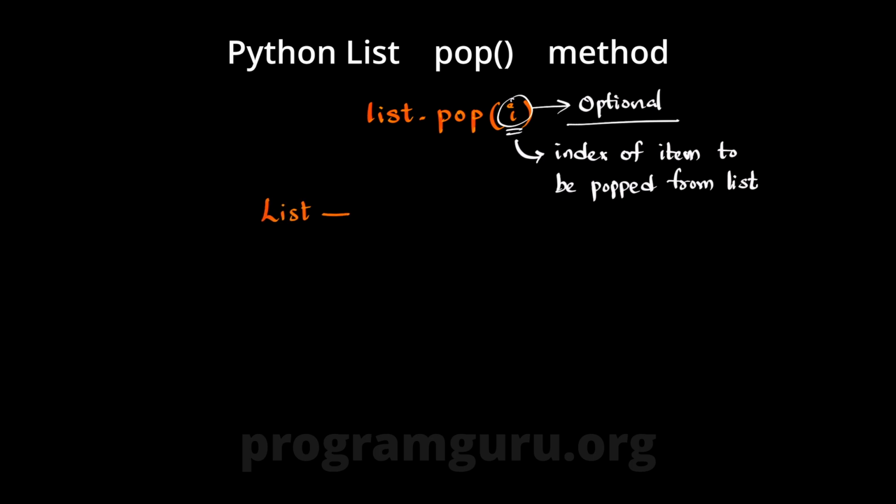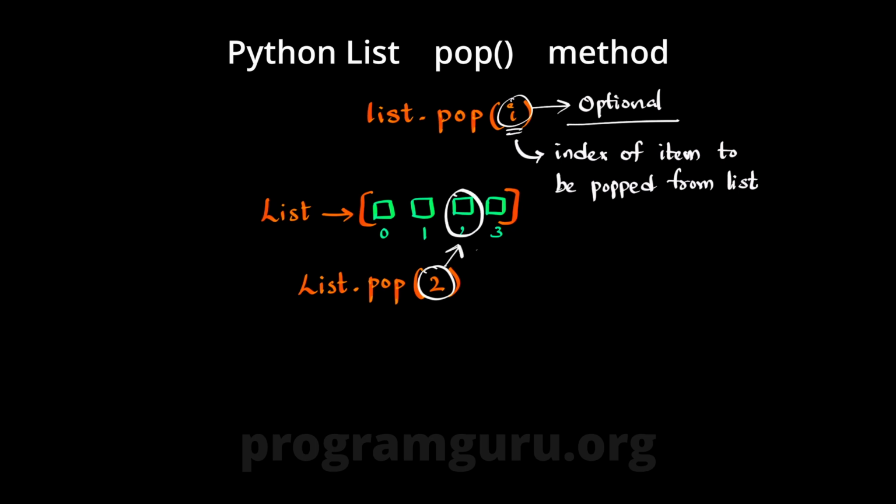Consider a list with 4 items. The index of each item in the list is specified below the item. When we call the pop method on this list and pass 2 as argument, the method removes the item in the list at index equal to 2 and returns that item.